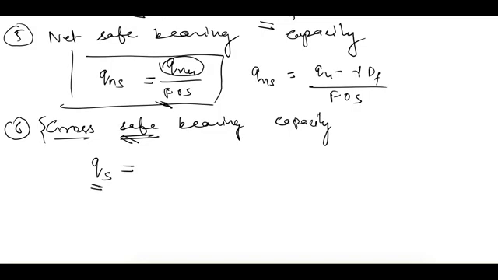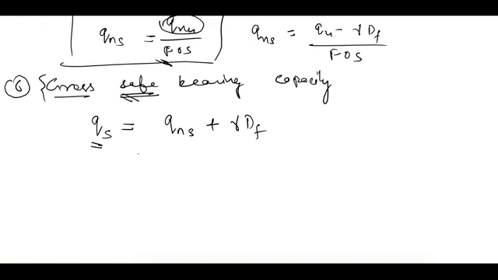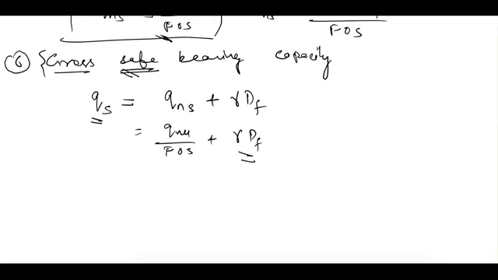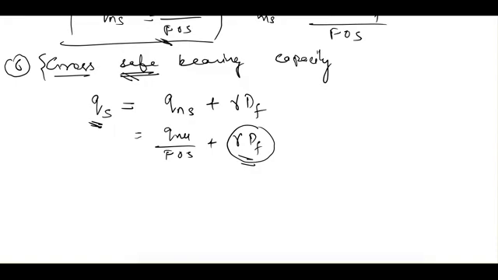So we denote it with QS, and it is equal to net safe bearing capacity plus overburden pressure. So it is equal to Q net ultimate bearing capacity divided by factor of safety plus gamma df. Here we are not using any factor of safety for gamma df, that is overburden pressure, because this was existing already, so the soil can take it. It will not create any deformation, as I said, so it will be used in full.